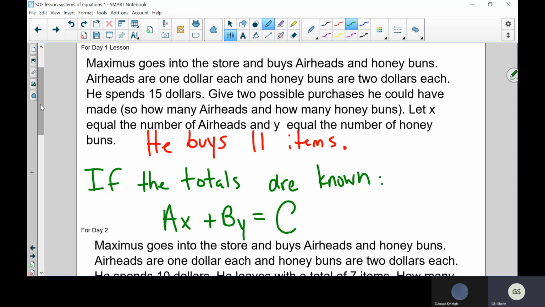What would C be in the problem? It's the totals, where we're going to have two equations, so it'll be one number in one equation, but it'll be the totals. So write it down real quick: if the totals are known, then the format is AX plus BY equals C. I'm about to erase that, so you have 5 seconds. 5, 4, 3, 2, 1, 0.